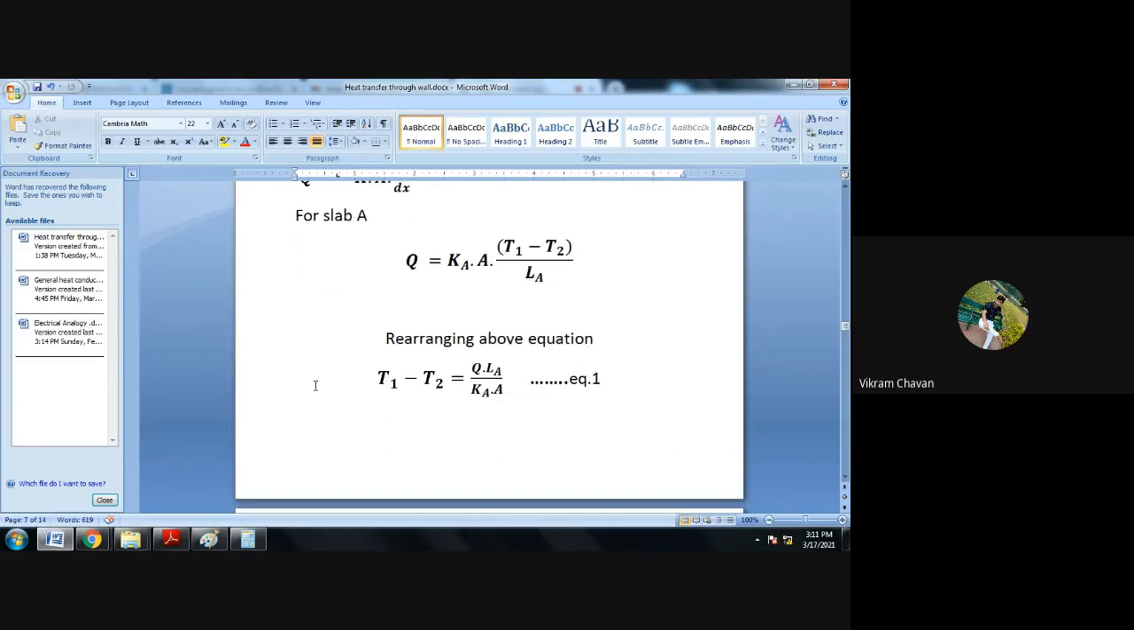Rearranging the above equation in the form of a temperature difference, we'll get T1 minus T2 is equal to Q multiplied by L suffix A, whole divided by K suffix A multiplied by capital A.